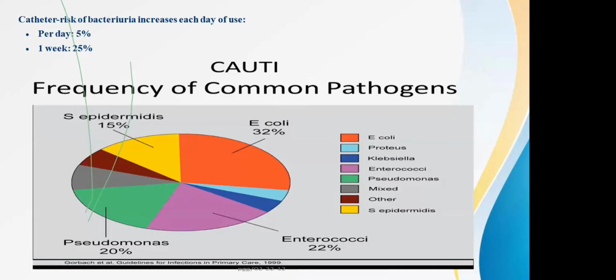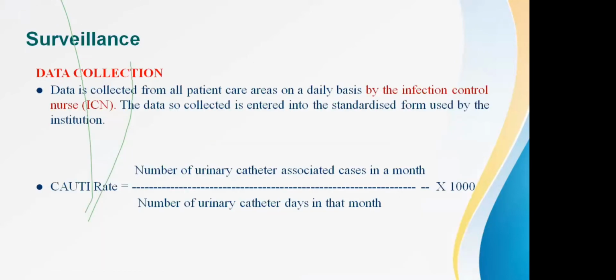So talking about common pathogenic organisms, E. coli being the most predominant one in gram-negative bacteria, and Coagulase-negative Staphylococcus and Staphylococcus aureus being the very predominant ones in gram-positive organisms, which are very prevalent for causing catheter-associated urinary tract infections.